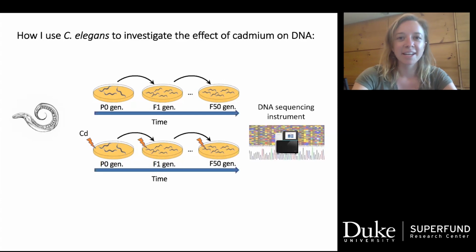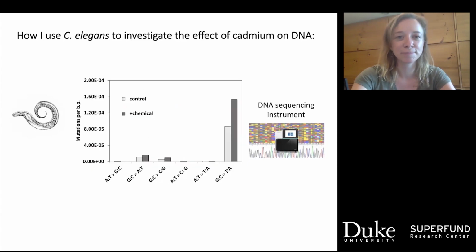At the end of the experiment, I sequenced the DNA of the C. elegans, and then I counted the number and what type of mutation occurred in the DNA sequence in the cadmium-exposed C. elegans compared to the control. One result that I observed so far is that we see an increase in the frequency of the G to T or C to A mutation in the exposed conditions. And so we'll be doing more experiments in the future to figure out why this is occurring.